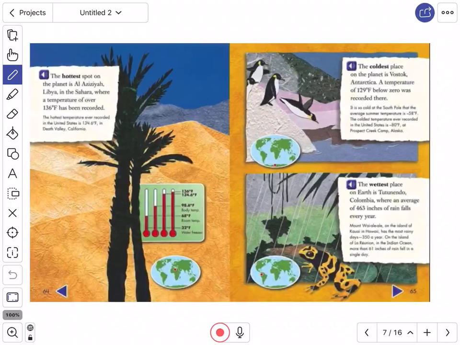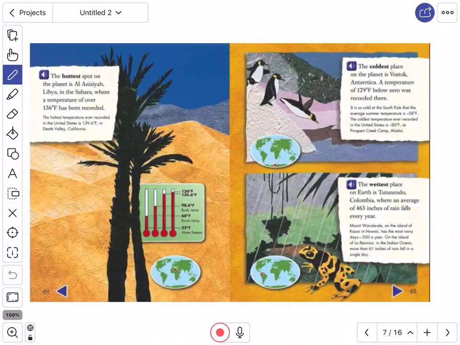The coldest place on the planet is Vostok, Antarctica, where a temperature of 129 degrees Fahrenheit below zero was recorded. It is so cold at the South Pole that the average summer temperature is negative 58 degrees Fahrenheit. The coldest temperature ever recorded in the United States was negative 80 degrees Fahrenheit at Prospect Creek Camp, Alaska.